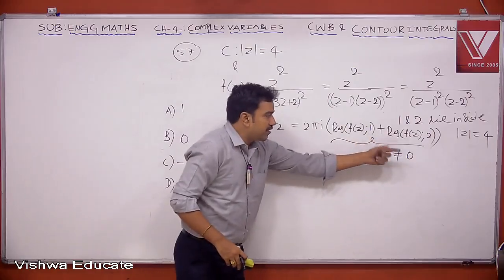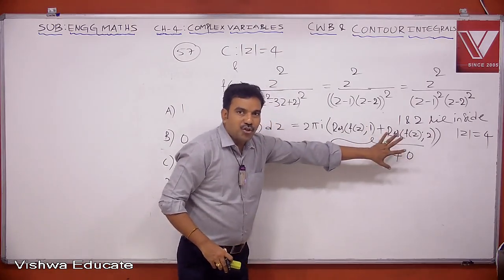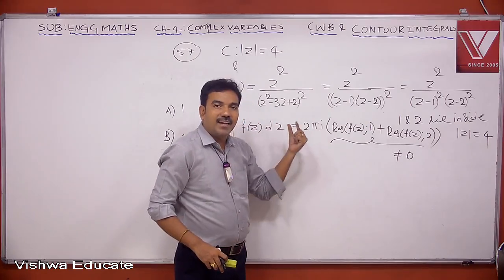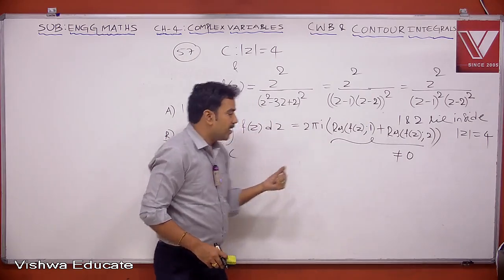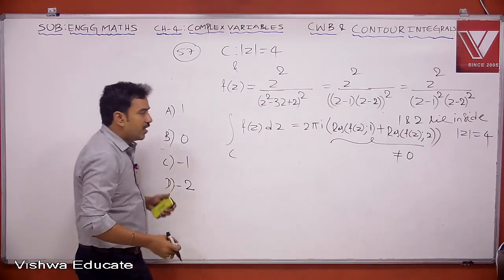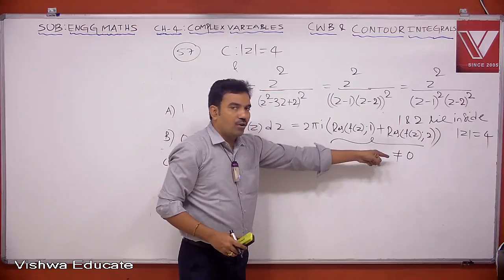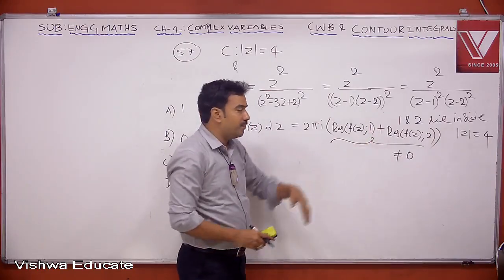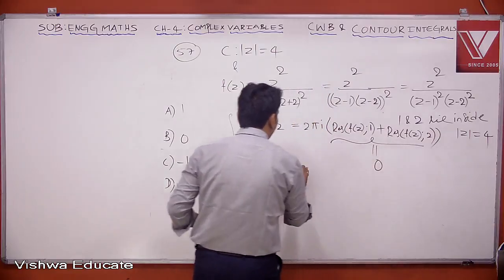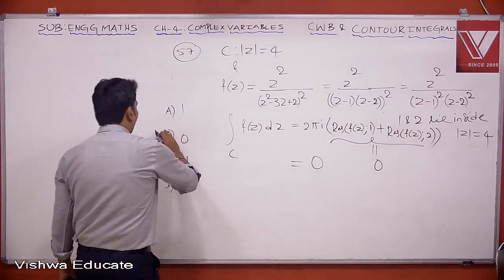Suppose the sum of the residues is a non-zero constant into 2 pi i. So again it is a multiple of pi i. But there is no option in the answer which is a multiple of pi i. Therefore the sum of residues should not be non-zero, that is a wrong statement. Therefore the sum of residues will be equal to 0. Therefore the answer is 0. So it is option B.